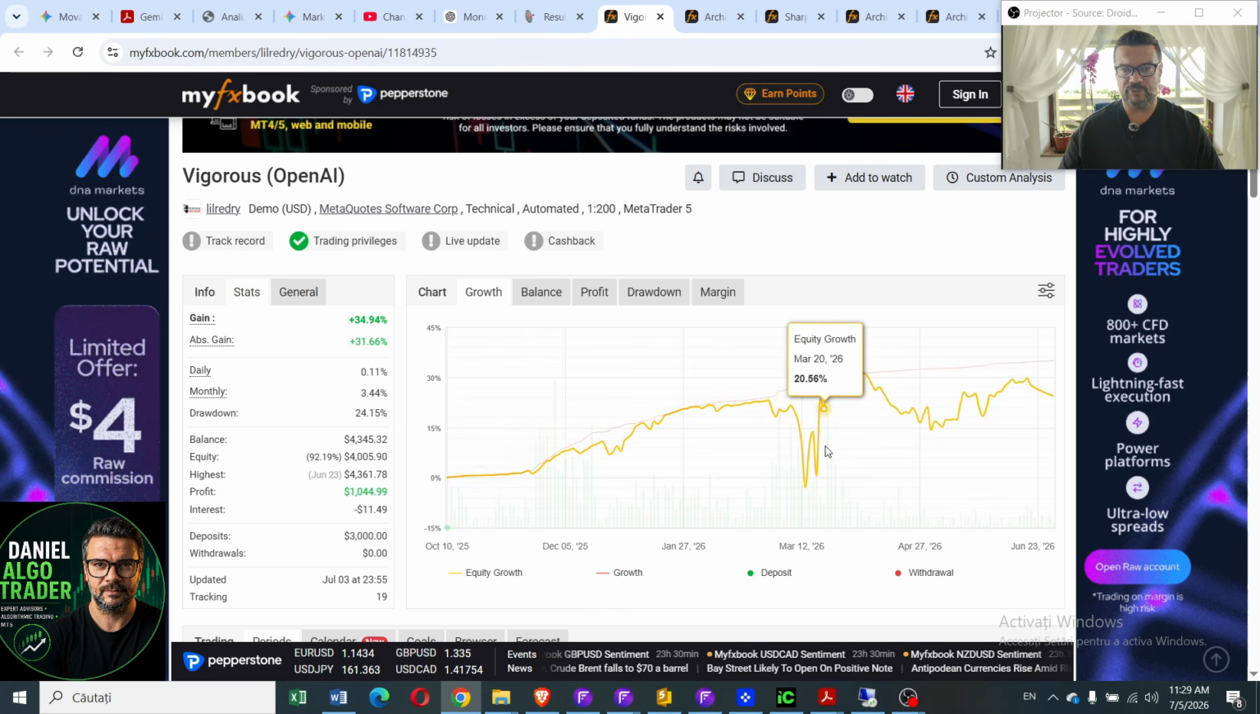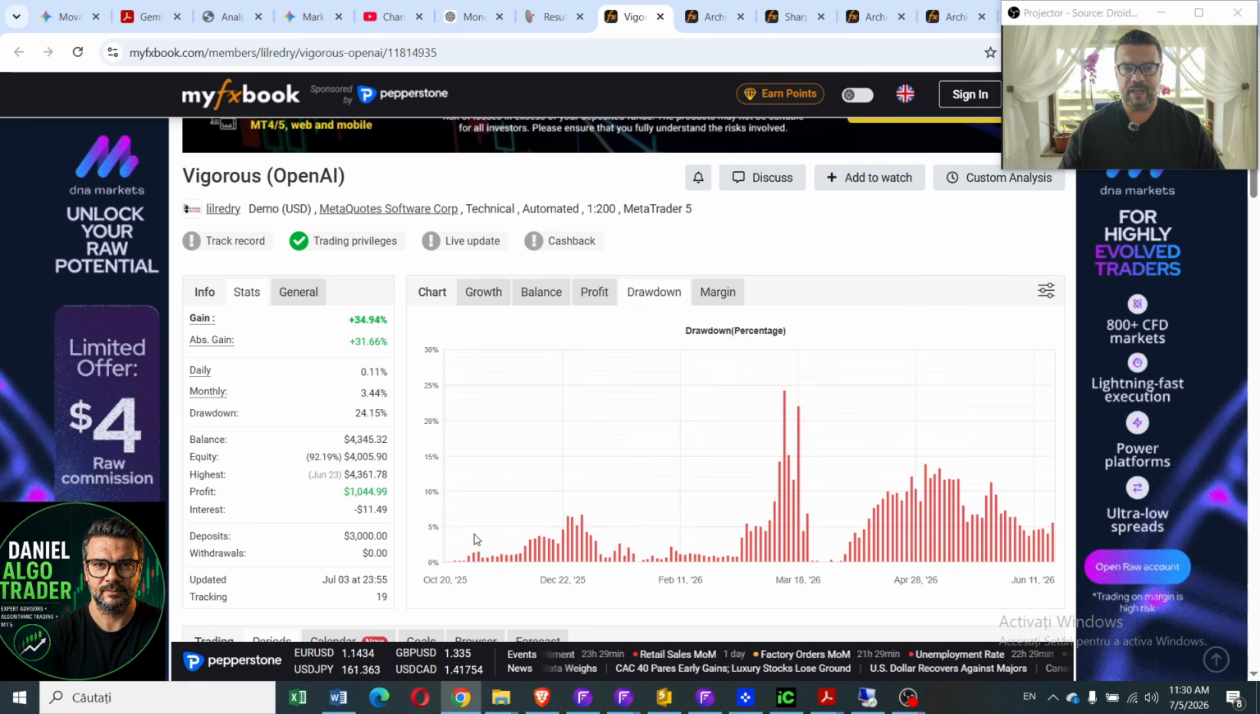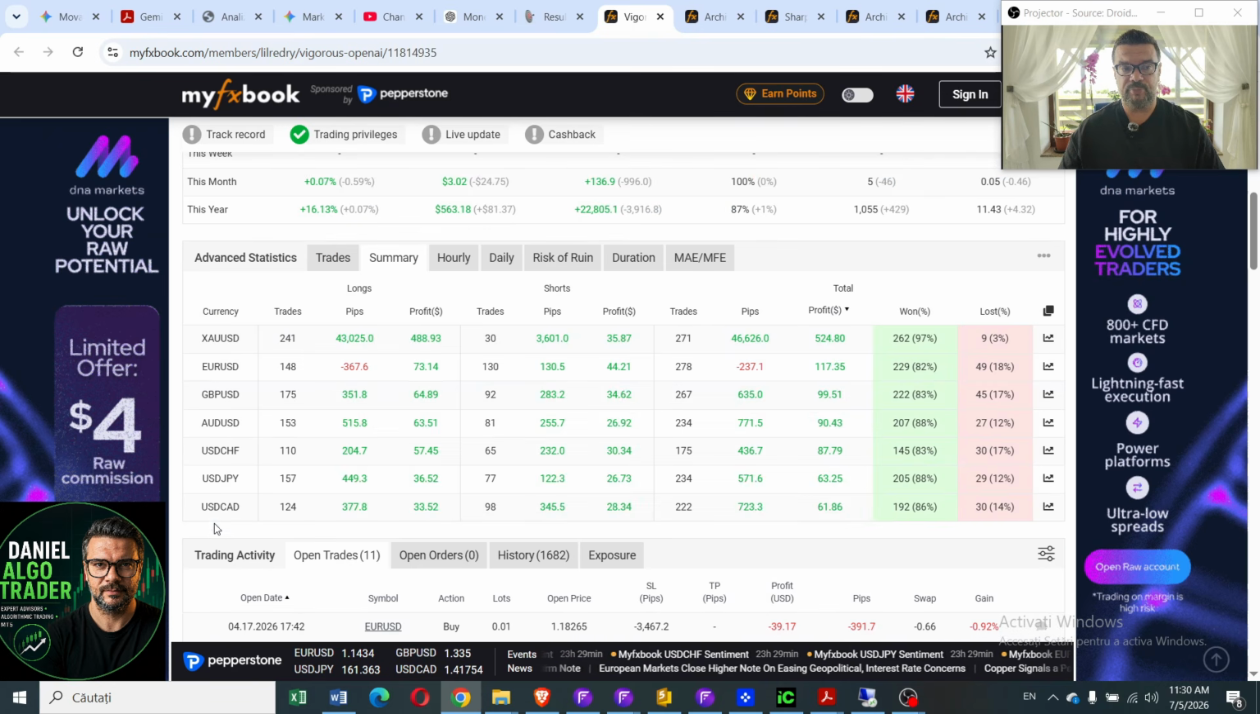It had quite a few drawdowns, but overall it's highly profitable. And the drawdown was decent. It had only a couple of drawdowns over 20%, but overall it's close to 5 to 10%. The maximum drawdown was 24.15%. It works on quite a few pairs, including gold, euro dollar, pound USD, Aussie dollar, USD, and so on, with the most profitable one being gold, but also probably the most risky one.